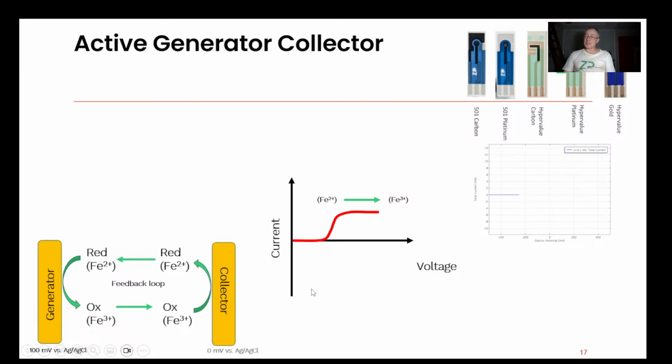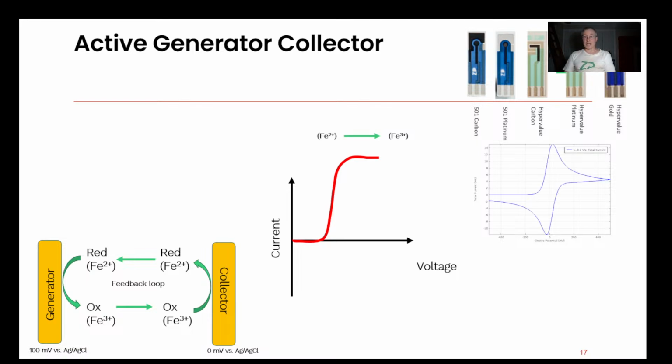So what does that mean then? That means that you can end up with a current that's higher than you would otherwise expect, because the material that you're consuming at your generator, because you're producing ferricyanide, is essentially recycled. You get more current because of the regeneration of the ferrocyanide at the collector.